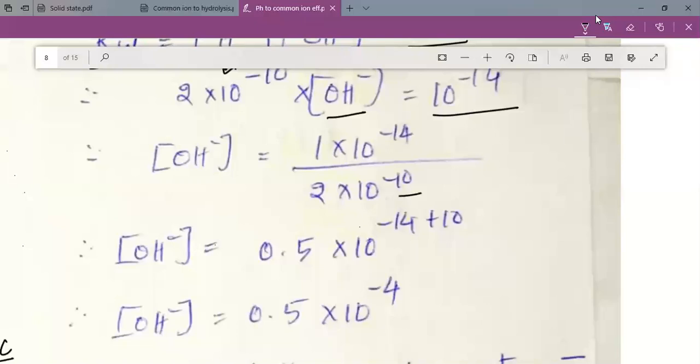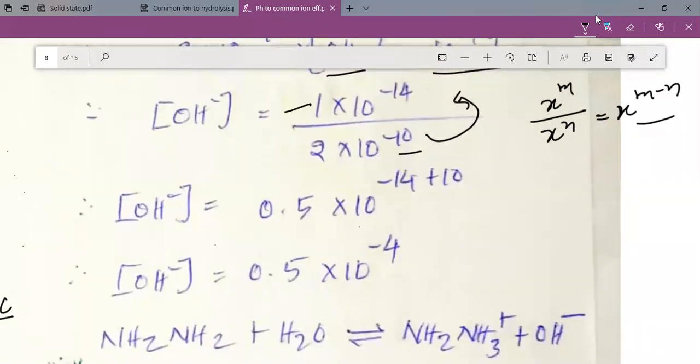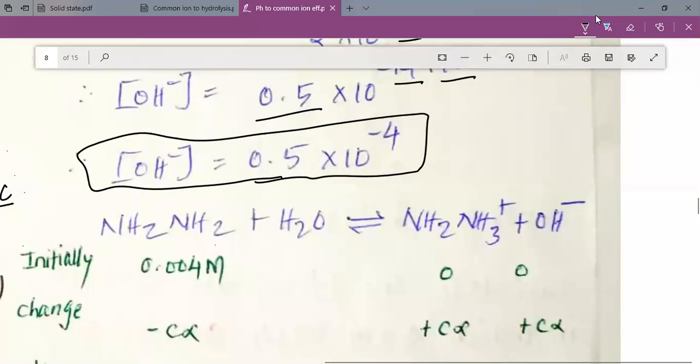This 10 to the power minus 10, if it goes up into the numerator from the denominator, it changes its sign and turns plus. So if you have x to the power m divided by x to the power n, this simply gives us x to the power m minus n, and this is how you study it. So when you do it, my dear students, this 1 by 2 will give us the value 0.5. So it is 0.5 into 10 to the power minus 14 plus 10, which ultimately gives us the concentration of OH minus equal to 0.5 into 10 to the power minus 4. So now we have the concentration of OH minus.